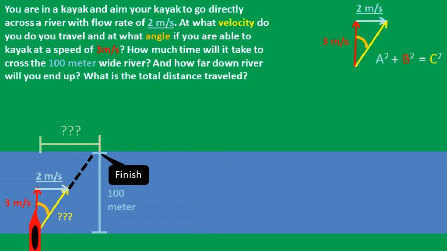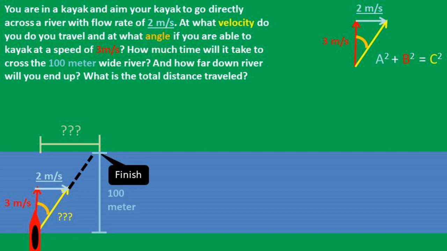The first step of this problem is to draw everything out. We have the kayak paddling velocity of 3 meters per second going straight up. Then we also have the kayak being pushed towards the right by the river flow rate vector of 2 meters per second. We have a set of vectors that make a right triangle, so we can use trigonometry, more specifically the Pythagorean theorem, and SOHCAHTOA to solve this problem.